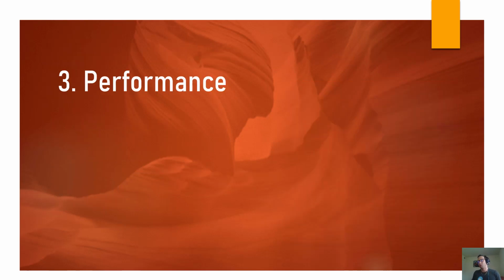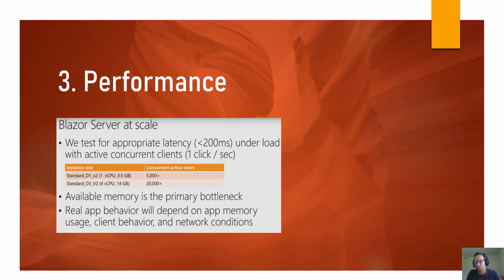So let's continue. We talked about performance, about the great diff mechanism that Blazor Server has for sending UI changes, how it keeps a copy of the DOM, compares, and just sends you the quick difference, and how SignalR is really efficient. But I would like to say two more things about performance. The first one, Blazor Server at scale, because with Blazor WebAssembly the performance is almost native since everything is running on the browser. But for Blazor Server, Microsoft did some load testing with latency of less than 200 milliseconds at 1 click per second.